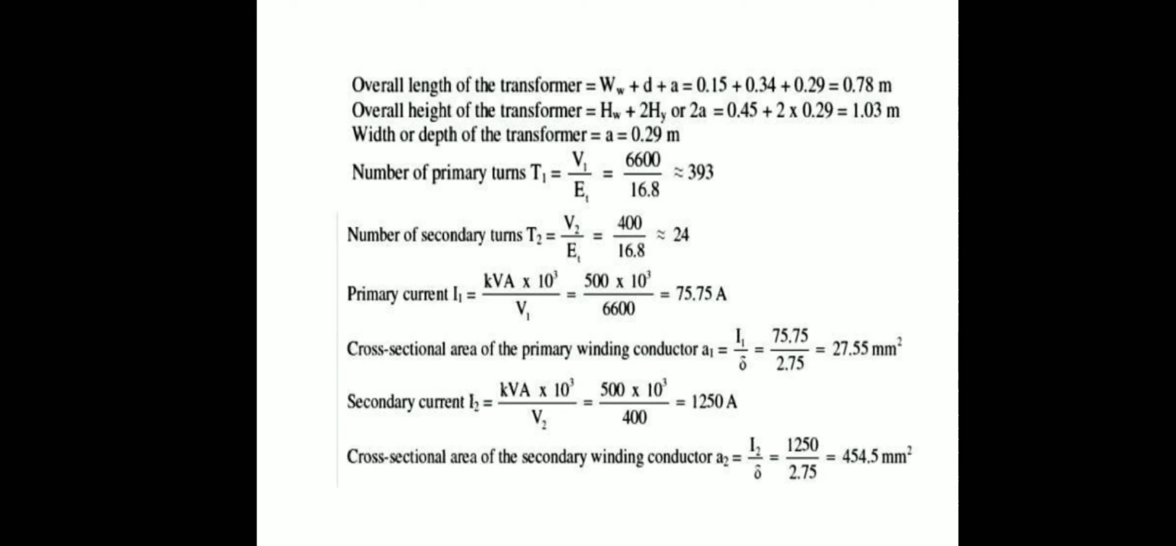Secondary current I2 is equal to kVA into 10 to the power 3 upon V2, which is equal to 500 into 10 to the power 3 upon 400, which is equal to 1250 ampere. Now the cross sectional area of the secondary winding conductor A2 is equal to I2 upon delta. Put the value 1250 upon 2.75, which is 454.5 mm square.